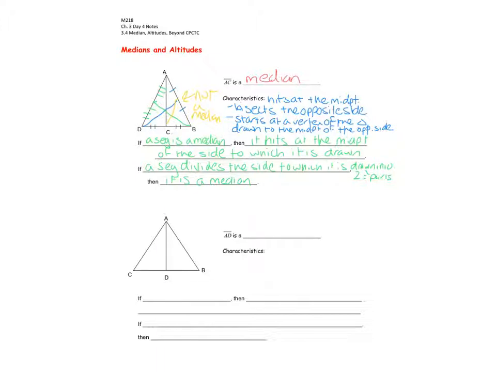The next shape, or the next figure that we should talk about, is an altitude. So in the next picture, AD is an altitude because it forms a right angle with the side to which it is drawn. Again, an altitude has to start at the vertex of a triangle and be drawn to the opposite side.